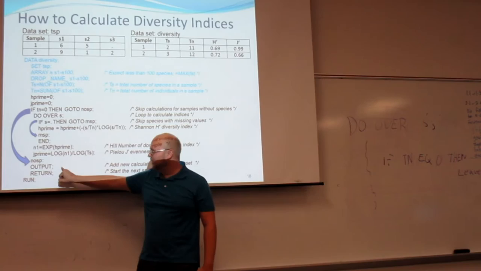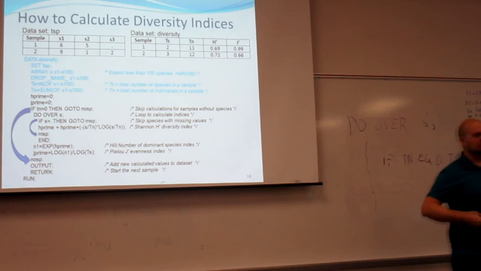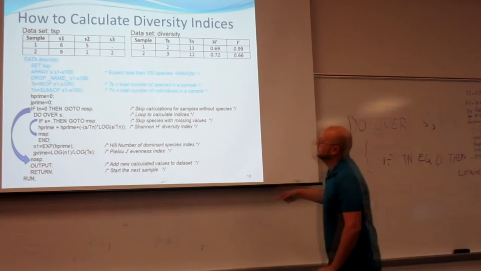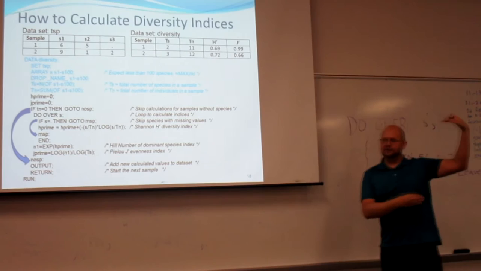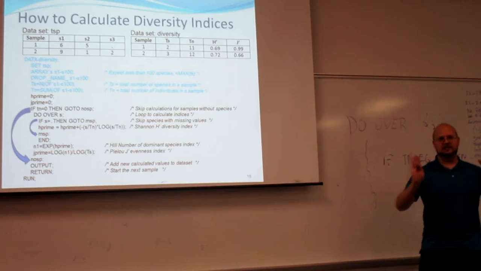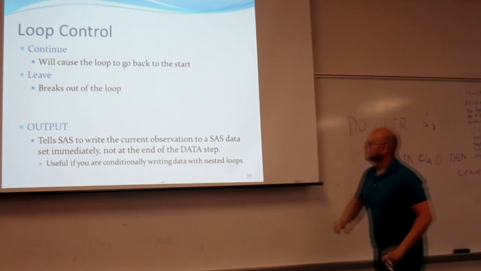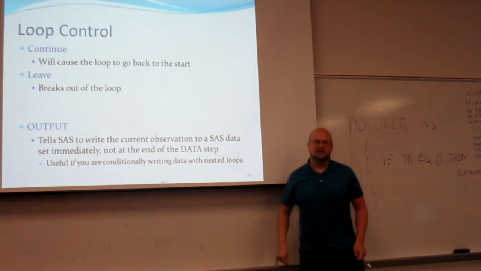But what the output and return does is it says, I'm going to write the data now, and I'm not going to wait to the end of the whole data step to do it. Because just like the drop statement that waited until the end, when you process all your things in your loops, it's being stored temporarily in memory before it actually writes that table. So it's processing these things, and then at the very end it writes it. So what the output statement does is it says, write it right now to the set immediately, and not wait until the end of the data step.